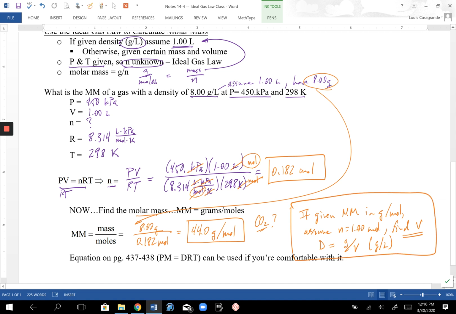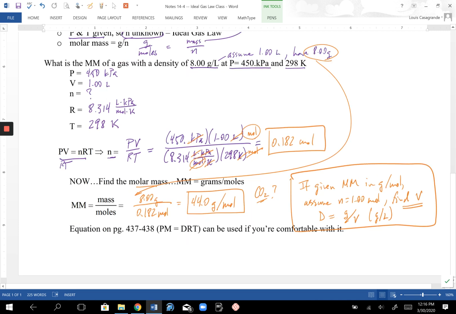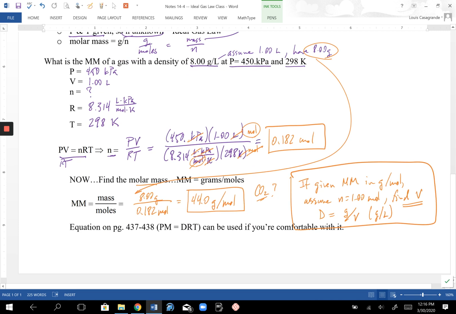Now, if you're a little more industrious, and some of you have been reading the book, you'll find on pages 437 to 438 in the book, there's another equation that they derive, PM equals DRT, where M is the molar mass, and D is the density, in grams per liter. If you want to try out that equation to convert between molar mass and density directly, you can do it. However, make sure that you test that out and are comfortable doing it before trying to use it on any test or quiz.